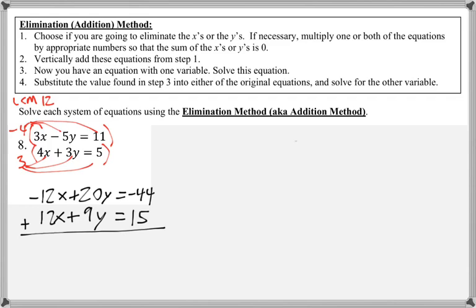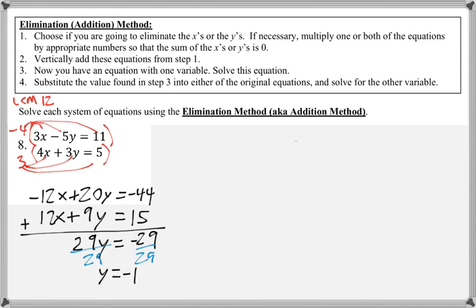So if we add these up vertically, we get 29y is equal to negative 29. So our x's eliminated. Okay, so I'm ready to divide both sides by 29, and we get y is equal to negative 1.